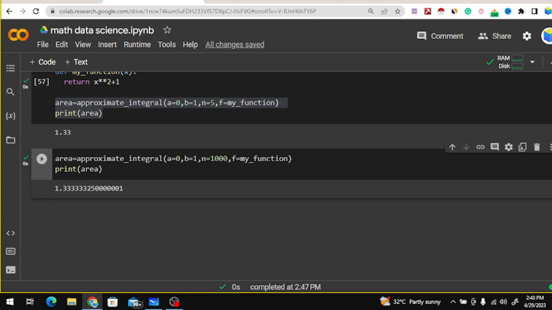So these are the basics of integration. Let's try to solve more questions and do more practice. It's the basic way, I just tried to explain it.